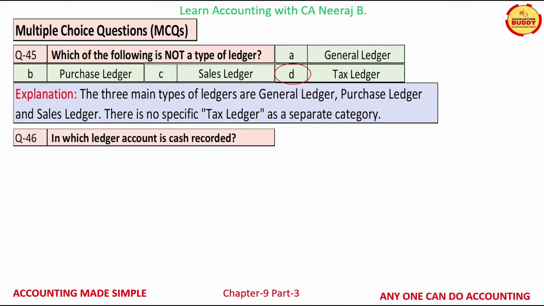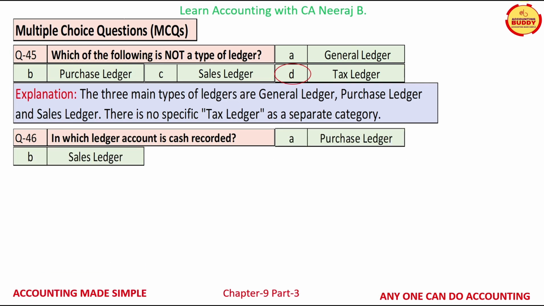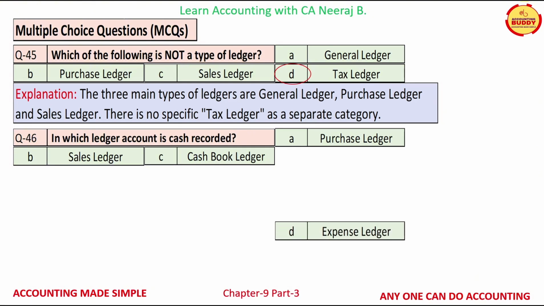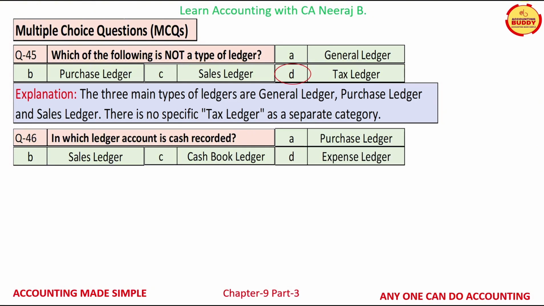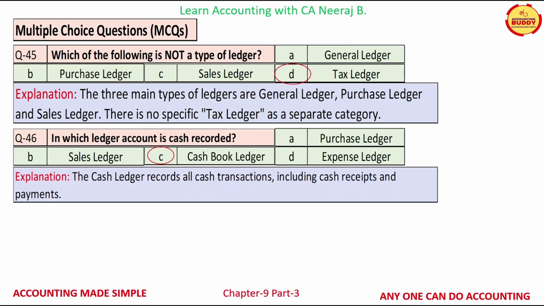Question number 46 is, in which ledger account is cash recorded? And the available options are option A, purchase ledger, option B, sales ledger, option C, cash book ledger, and option D, expense ledger. And the correct answer is option C, cash book ledger. And the explanation for this is the cash ledger records all cash transactions including cash receipts and payments.